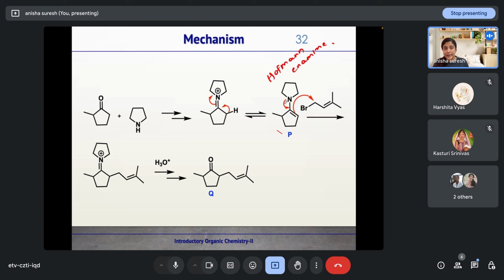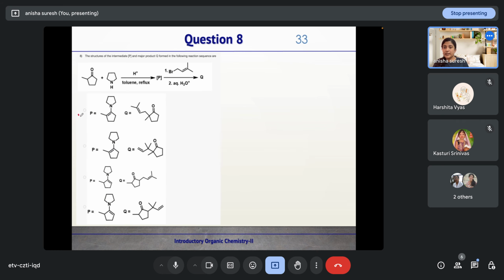Now this lone pair on the amine will fall and this carbon-carbon double bond will go and attack at this sp3 center. Bromide will be leaving, leading to formation of this intermediate, which upon hydrolysis or aqueous workup will lead to formation of this ketone. So this is P, that is the Hofmann enamine, and this is Q. Is it clear? Option A will be the right answer.